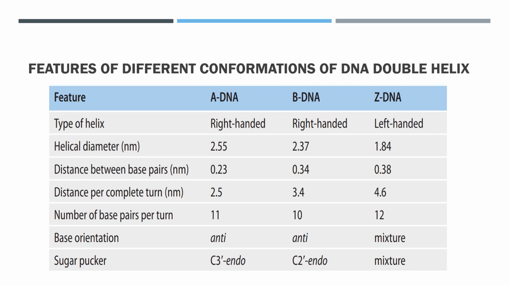Features of different conformations of the DNA double helix. Feature: A DNA, B DNA, Z DNA. Type of helix: right-handed, right-handed, left-handed. Helical diameter in nanometers: 2.55, 2.37, 1.84. Distance between base pairs in nanometers: 0.23, 0.34, 0.38. Distance per complete turn in nanometers: 2.5, 3.4 and 4.6. Number of base pairs per turn: 11, 10, 12. Base orientation: anti, anti, mixture. Sugar pucker: C3' endo, C2' endo, mixture.